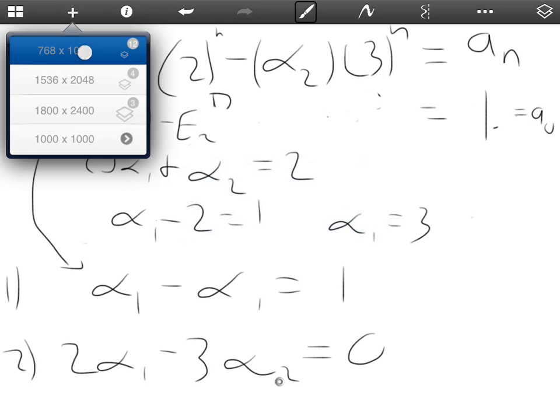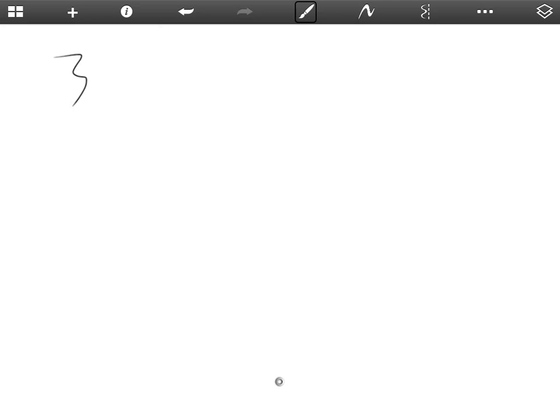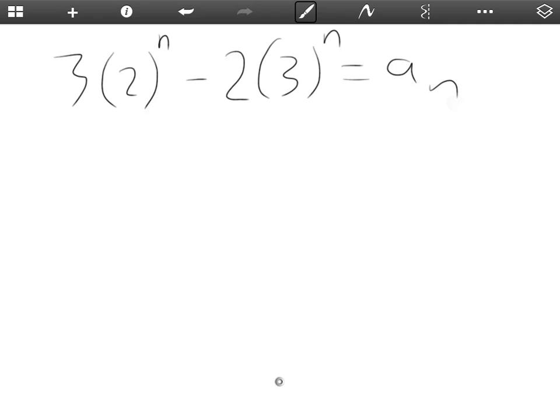What do we get? 3, which is sigma 1, times 2 to the n, because R1 was 2, minus sigma 2 times R2, which is 3, to the n is equal to a_n, and you're done. So let's write these out: sigma 1, R1, sigma 2, R2. And so that's it.